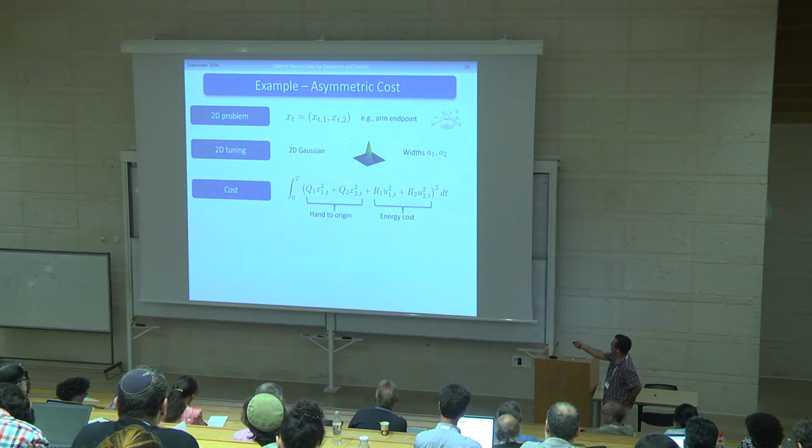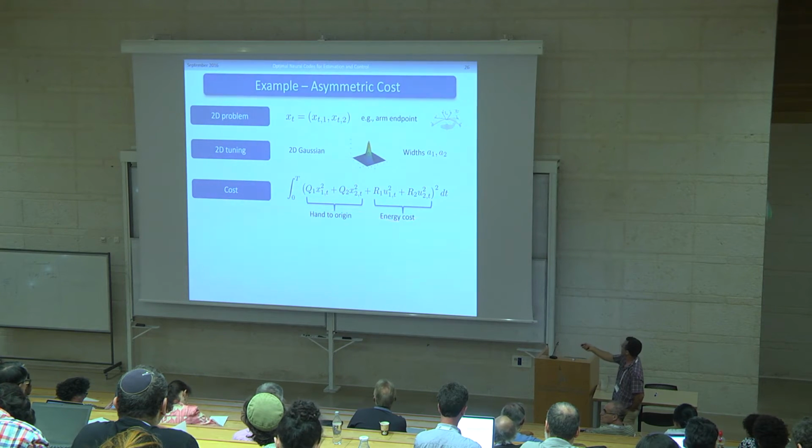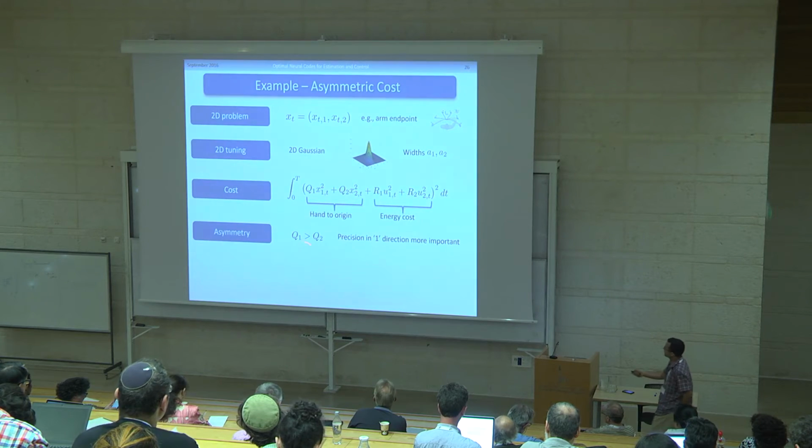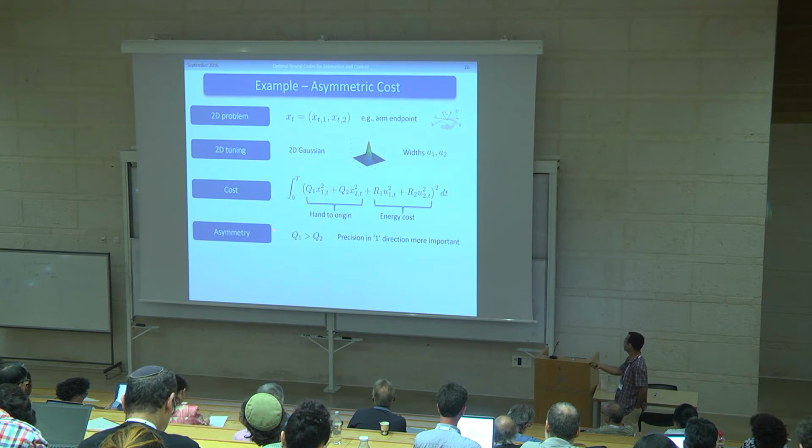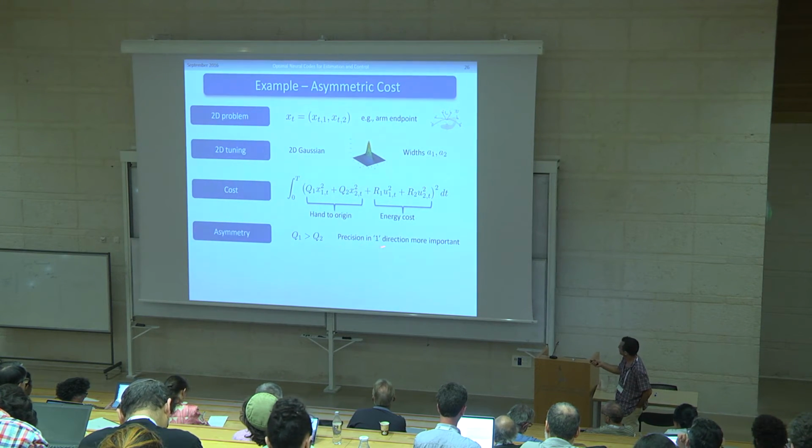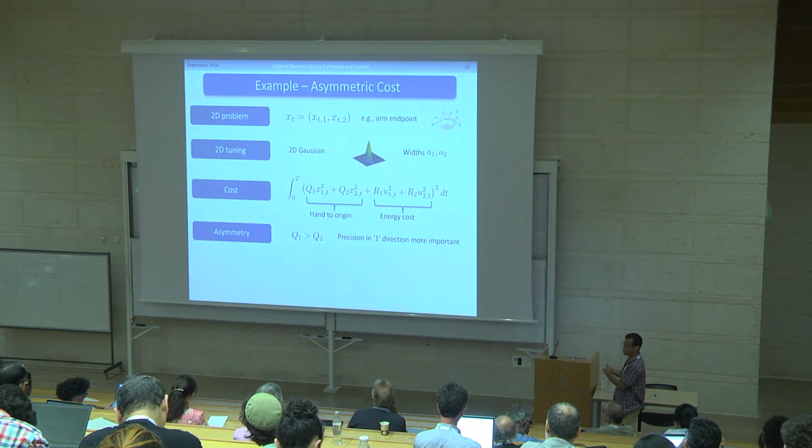So for instance, this would be the cost in pushing your hand to the origin. You see deviation from zero costs you. And the second term is just an energy cost. And let's assume that Q1 is larger than Q2. So what this essentially means is that precision in the one direction is more important than precision in the two direction. So it's more costly.